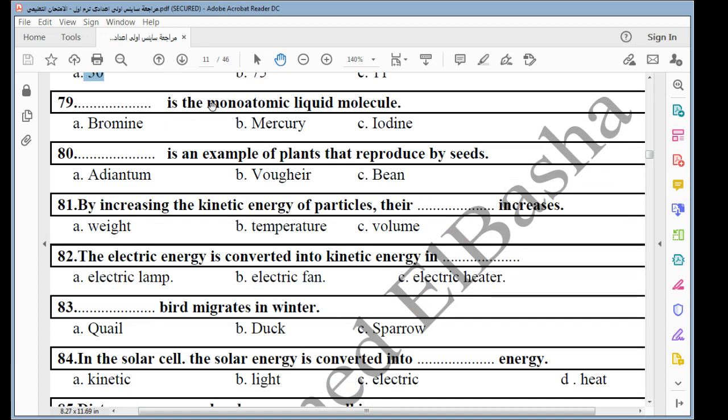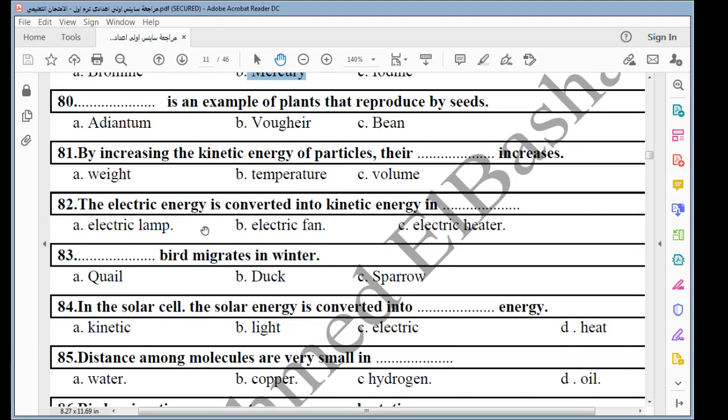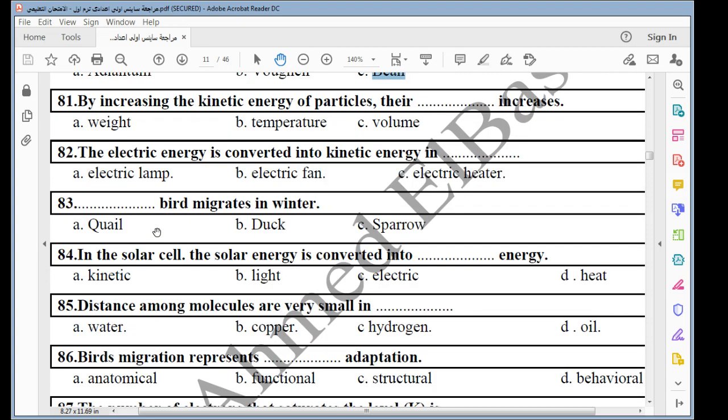79. Space is a monoatomic liquid, mercury. 80. Space is an example of plants that reproduce by seeds, bean. 81. By increasing the kinetic energy of particles, their temperature is increased.